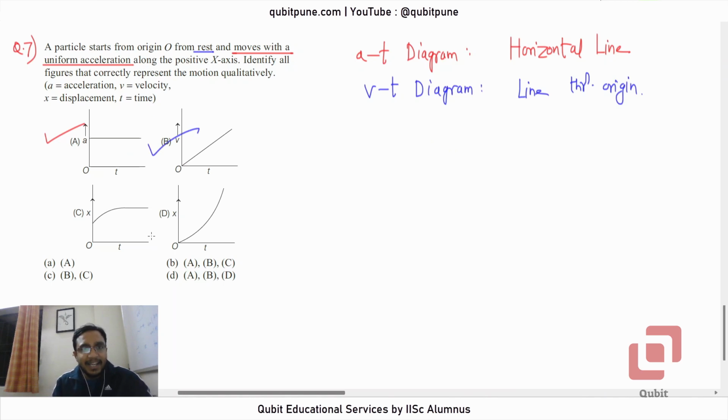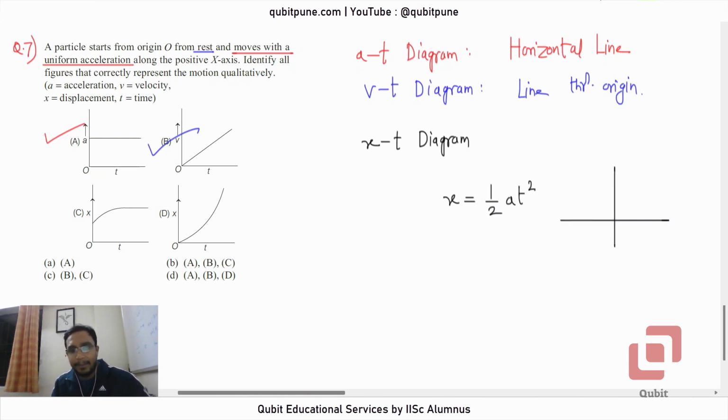Now what about X, the XT diagram? Because the motion is uniform acceleration motion, we can bring in S equal to ut plus half at square. But initial velocity is 0, so it will be half at square. So it will be parabolic. This part won't come because time cannot be negative. So even powers of t, it must be symmetric about the other axis.